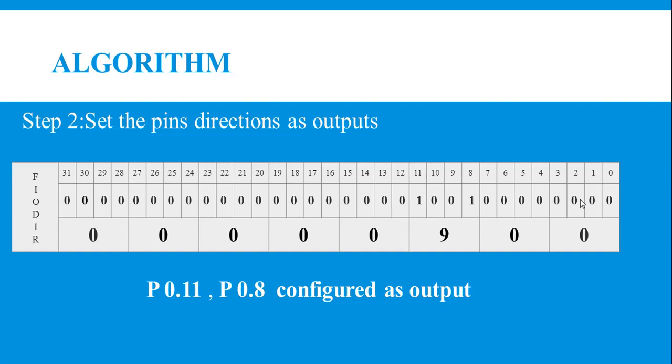If you want to change the direction to output, then you have to pad 1 to the corresponding bit position. Here we are padding for the 11th as well as the 8th bit position. Therefore, the corresponding hexadecimal value is 0x00000900. And the other thing is, you should not disturb the direction of the rest of the pins. Therefore, the rest of the bit positions should be padded as 0, and you have to OR this value with the original content of the FIO DIR register.